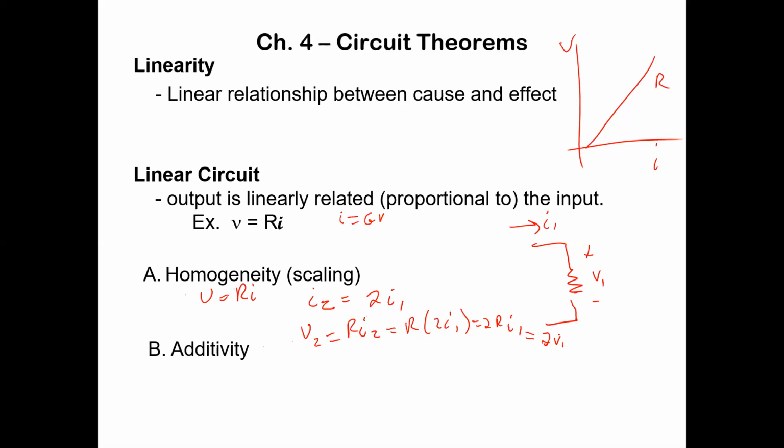So that's the homogeneity principle. The additivity principle is that, okay, so what about the additivity? Well, if V equals R times I, and again, this is not terribly crazy, and I is the sum of I1 plus I2, you can break the current down into the sum of two other currents. Then V is going to equal R times I1 plus I2, which equals R times I1 plus R times I2. But what are those? That's just V1 plus V2, right?